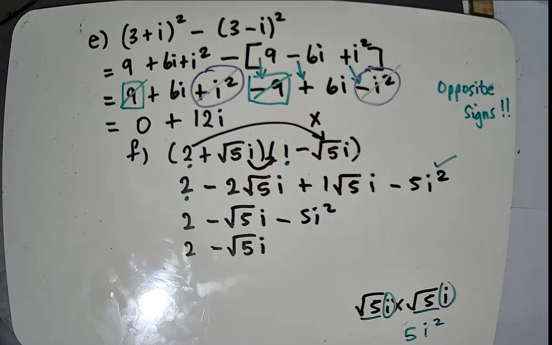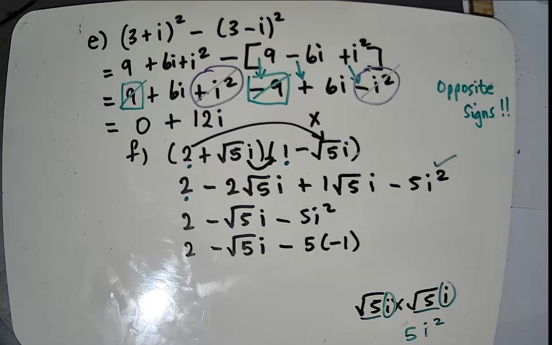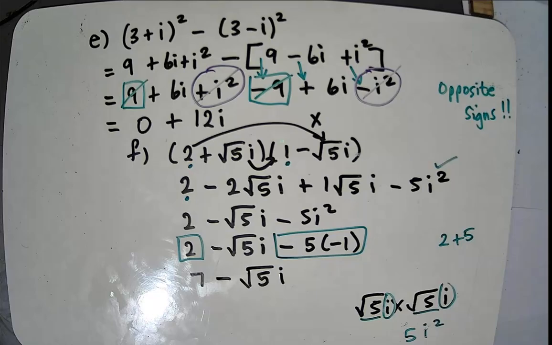minus 5i squared. So notice here we will have all of this. We have to substitute minus 1 where we see I squared. So minus 5 times minus 1 will give us a positive 5. So 2 plus 5 will give us 7. We'll have 7 minus 5 root I.